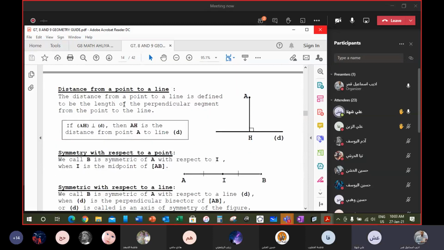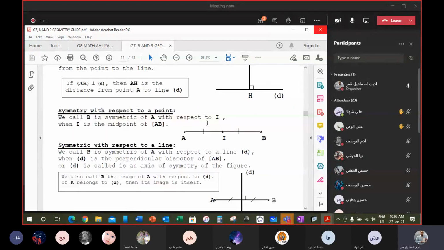Distance from a point to a line. The distance from a point to a line is defined to be the length of the perpendicular segment from the point to the line. So AH is the perpendicular segment from point A to line D. Then AH we call the distance from A to the line D. Symmetry with respect to a point. B is the symmetric of A with respect to I. Then I is the midpoint of the segment AB.